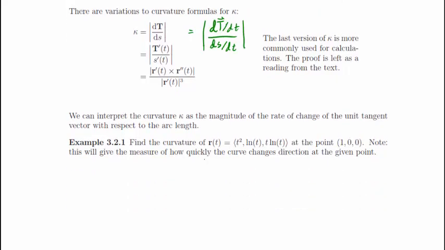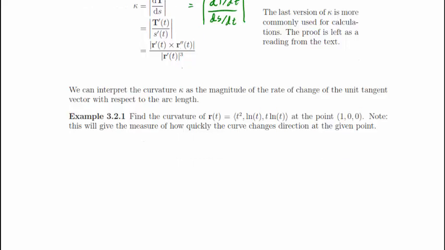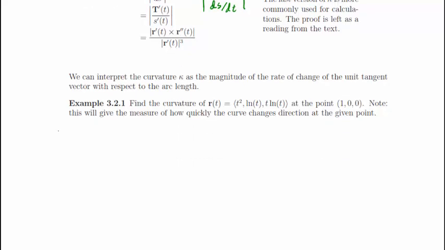So, example 3.2.1: find the curvature of r of t equals the vector t squared, natural log of t, t times the natural log of t, at the point (1, 0, 0). Note this will give the measure of how quickly the curve changes direction at the given point. To do this, I'm going to apply this last formula. Since we have everything in terms of r of t, we want its derivative and its second derivative, and we're going to need a cross product, some cubing and some magnitudes. We're just going to apply this formula step by step.